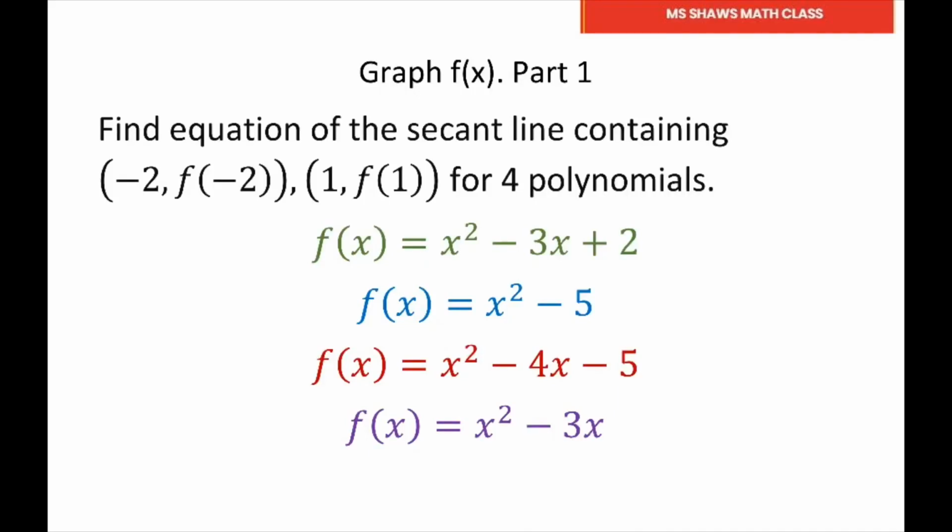Everyone, we're going to graph f of x, which for this video is going to be this one. And I have separate videos for the next three. What we want to do is find the equation of the secant line containing -2 to 1 on your x. So we're going to have to find the y, and we'll get started.